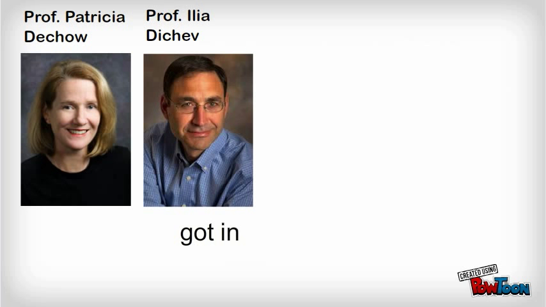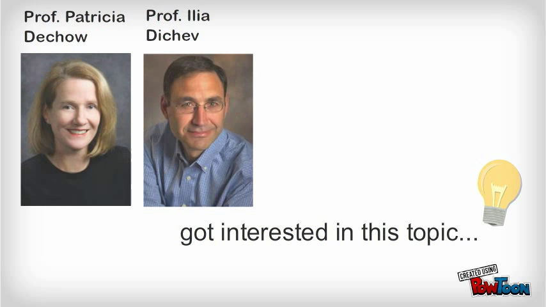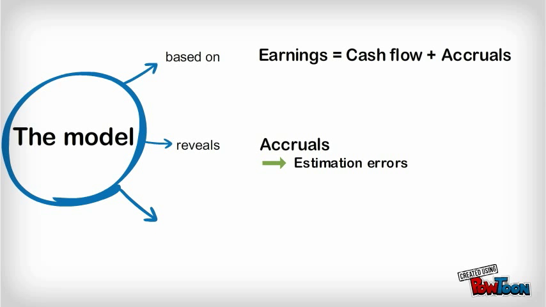Professors Deco and Ditchev got very interested in this topic. While the previous researchers focused on the intentional estimation errors, Deco and Ditchev also wanted to show the importance of the unintentional ones. They developed a model based on the assumption that earnings equal the sum of cash flows and accruals. This model reveals that using accruals results in estimation errors and also measures these errors.